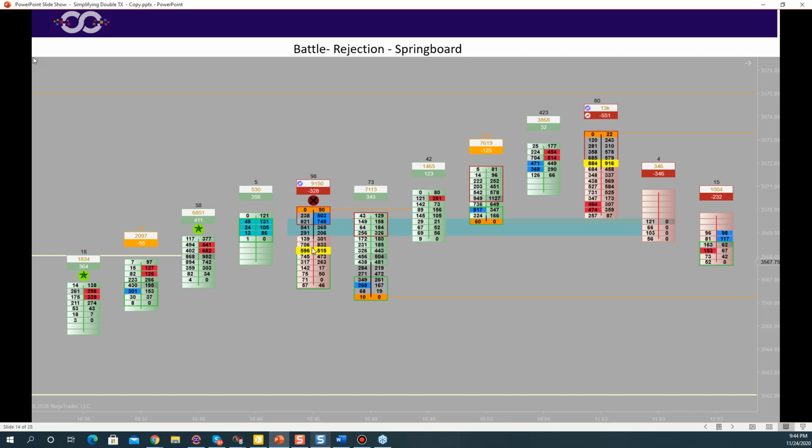Then there's a war that comes. There's a battle. Can you see the battle? I mean, look right here. This up close bar, buyers and sellers all together, was 1,834 orders. This next bar up, 2,000 orders. Next bar up, 6,800 orders. Next bar up, 530 orders. Boom, 9,150 orders. Do you see all this push to sell?